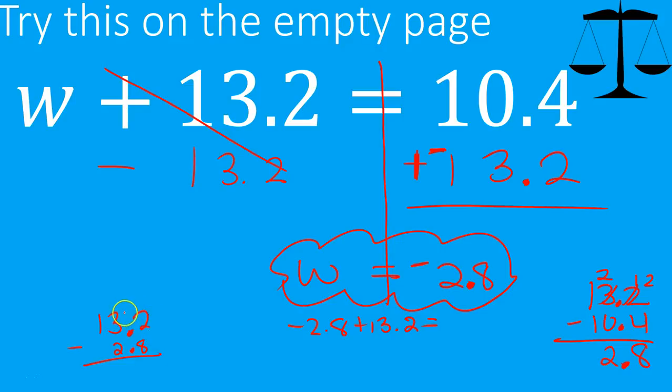So 2 minus 8 you can't do, so we'll have to borrow. It becomes 12 minus 8 is 4. 2 minus 2, oh, sorry, drop our decimal. 2 minus 2 is 0. And 1 minus 0 is 1. And let's look back at our answer right here. There were more positives, so it's positive 10.4, which is what we were supposed to get.